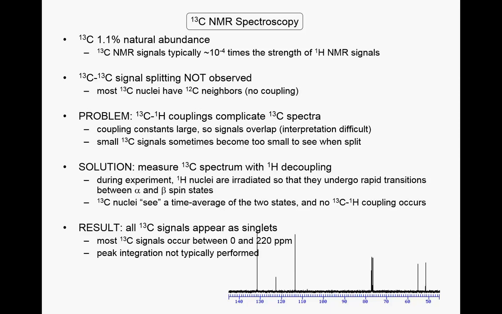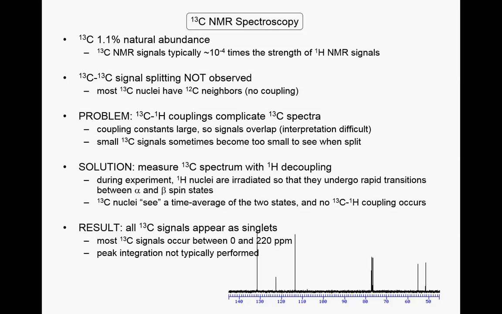All right, so let's think about splitting. We have a 1% chance of a carbon-13 being in location A and a 1% chance of a carbon-13 being in location B. What's the likelihood of having two carbon-13s next to each other? It's 1% of 1%, which is very unlikely. For that reason, we don't really see any splitting between two carbon-13 nuclei. So there's no splitting there.